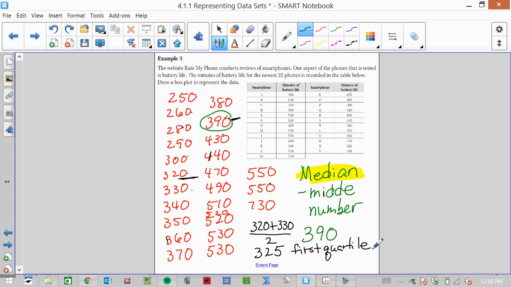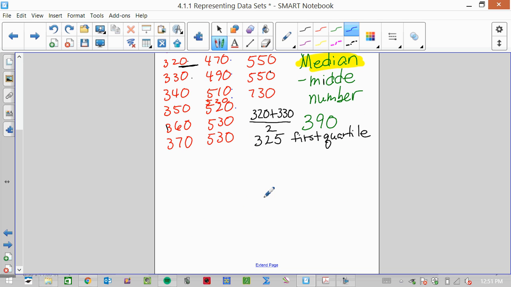The next number that we need to find is the median of the second half of the data. Here's our median again of the entire data set. I have 12 numbers above that, and I need to find the median number of those 12. So I need to go to numbers 6 and 7 again and find what the middle number would be. 1, 2, 3, 4, 5, 6, 7. Now 6 and 7 are both 520, so the middle number between 520 and 520 would be 520. In this case, 520 is what we call our third quartile.